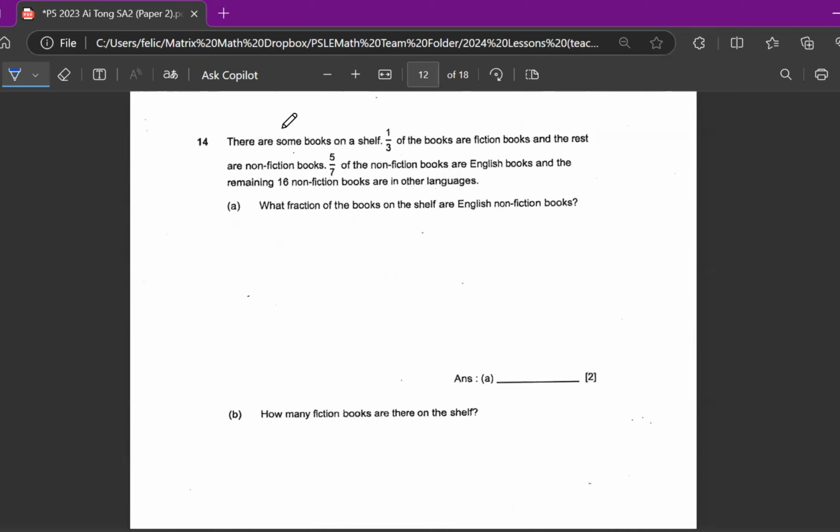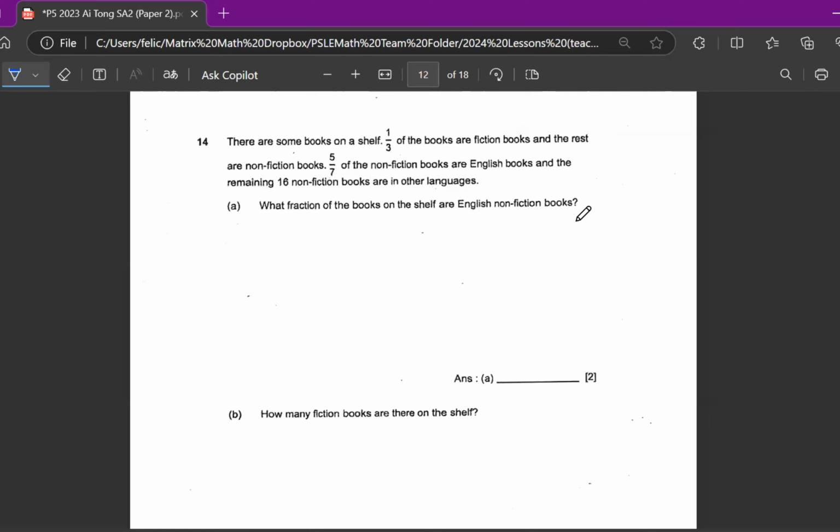Question 14. Now, there are some books on the shelf. 1/3 of the books are fiction books, and the rest are non-fiction. 5/7 of the non-fiction books are English books, and the remaining 16 non-fiction books are in other languages. So, what fraction of the books on the shelf are English non-fiction books?